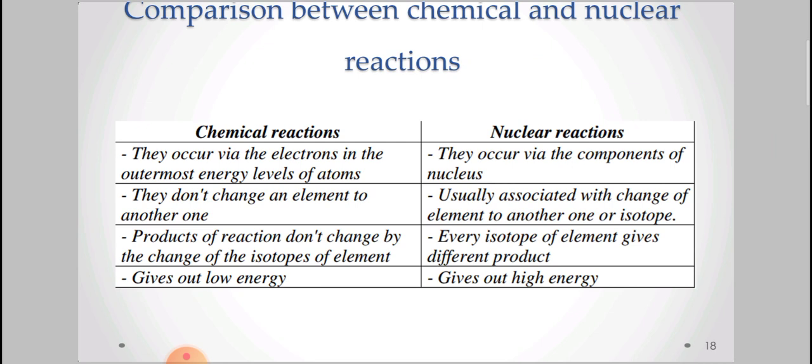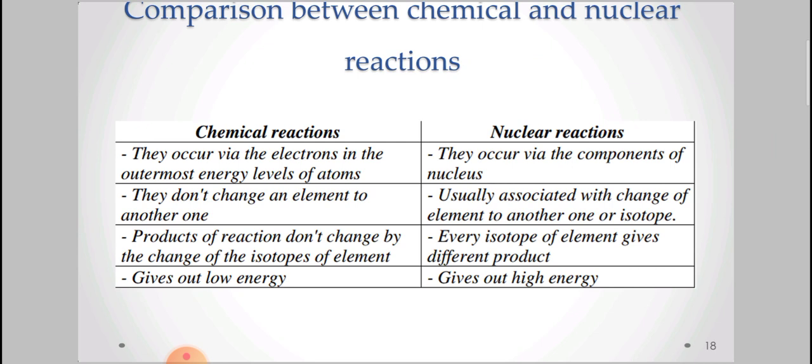Comparison between chemical and nuclear reactions. Chemical reactions occur via electrons in the outermost energy levels. Nuclear reactions occur via components of the nucleus. Chemical reactions don't change an element into another one. Nuclear reactions are usually associated with a change of one element into another one or an isotope.